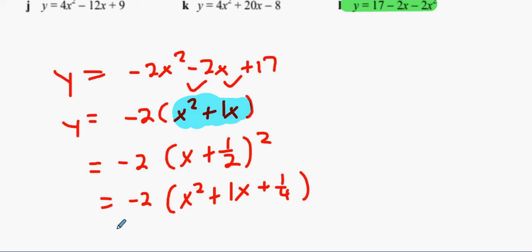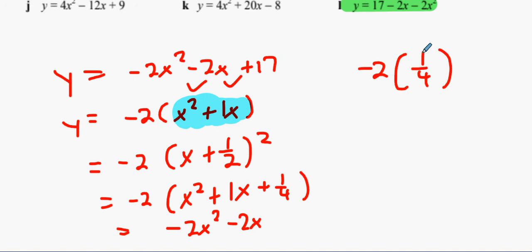Multiply in by minus 2 then, Daniel. Yeah, yeah. What's minus 2 times a quarter? Minus a half. Now, I don't want minus a half. What do I want, Connor? I don't want minus a half. I want plus 17. So how do I fix that? Plus 17 and a half.